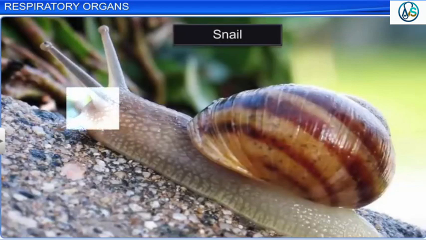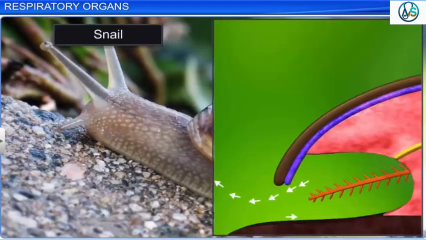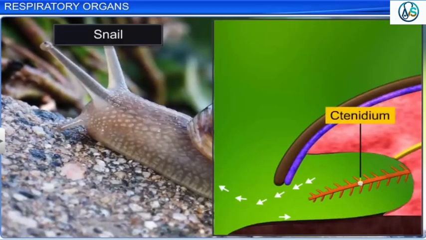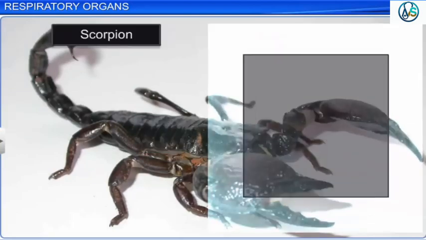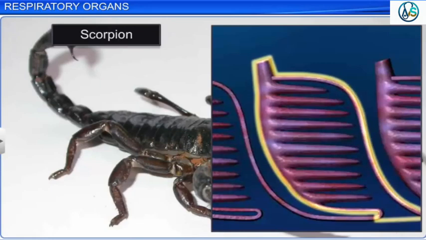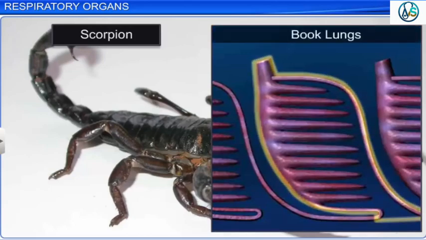Most mollusks use special vascularized structures called ctenidia for gaseous exchange. Some arthropods, such as spiders and scorpions, use many thin folds of membrane resembling the pages of a book for respiration. These are called book lungs.